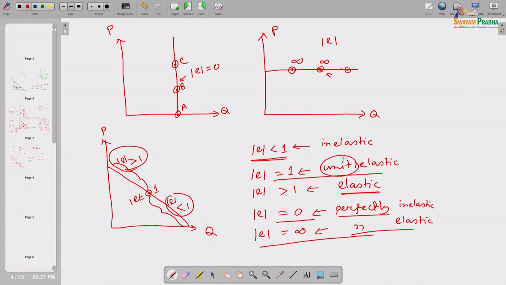So, this alternative terminology is nothing to memorize, and do not try to memorize it. If you logically try to understand, you can easily understand how the alternative terminologies come into the picture.